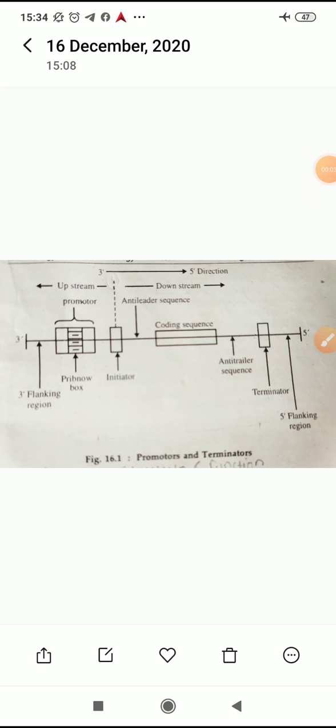Structure and functions of promoters and terminators.